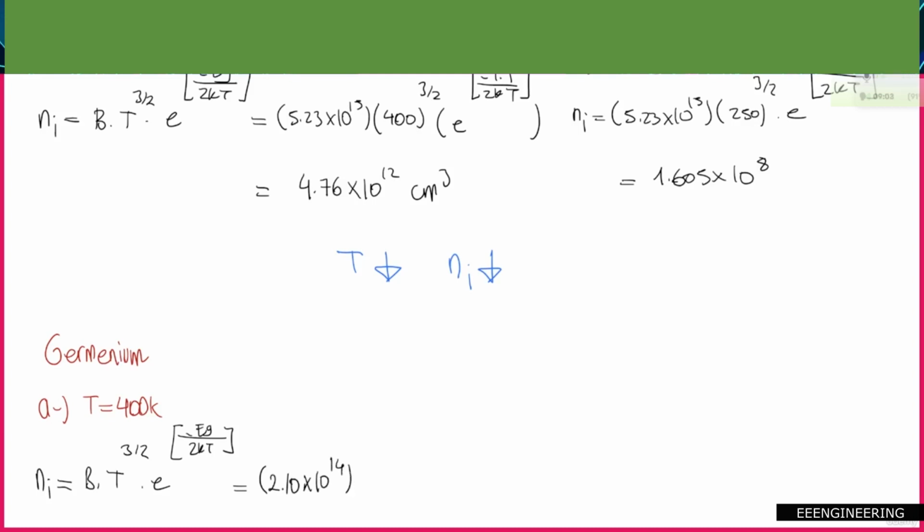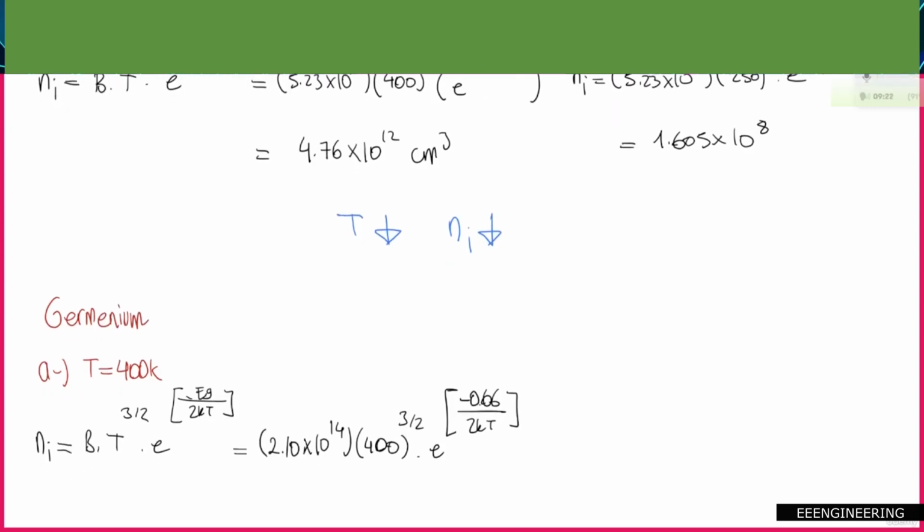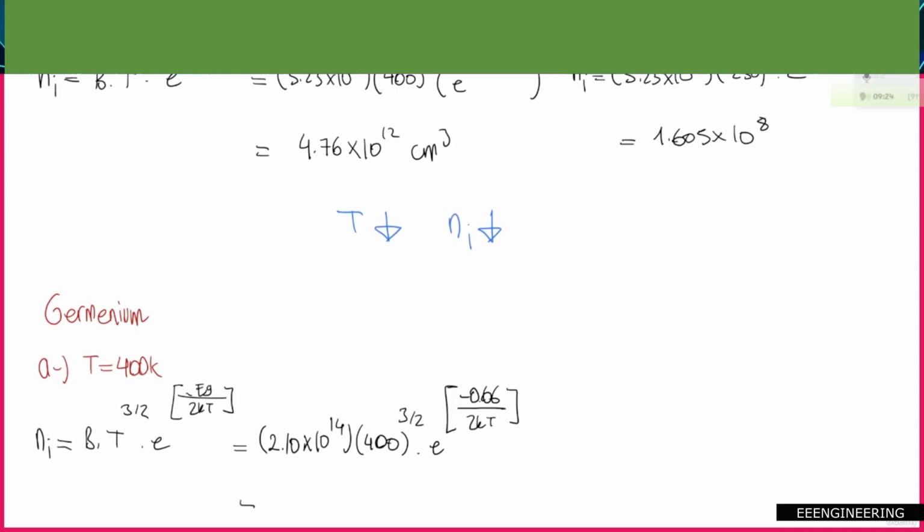The temperature value is 400, so 400^(3/2) times e^(-0.66/2kT), where the Eg value, the band gap energy, is 0.66. In the end, when you do the proper calculations, you're going to have 9.06 times 10^14 per cubic centimeter.